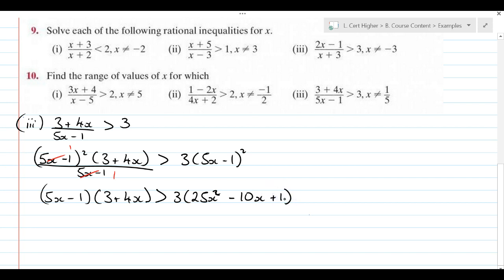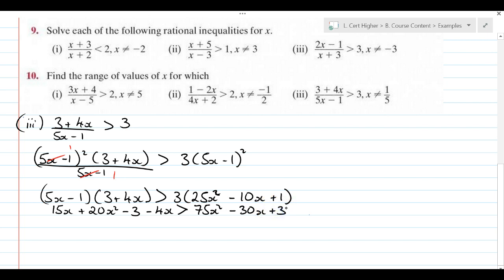Okay, so multiplying out the left hand side, we have 5x by 3 is 15x, 5x by 4x is 20x squared, negative 1 by 3 is negative 3, negative 1 by 4x is negative 4x. This is greater than 3 by 25x squared, which is 75x squared, 3 by negative 10x is negative 30x, and 3 by 1 is plus 3.